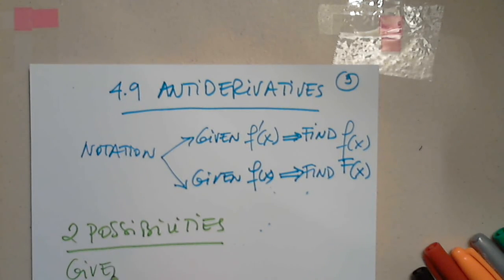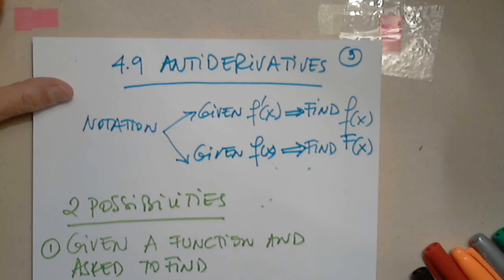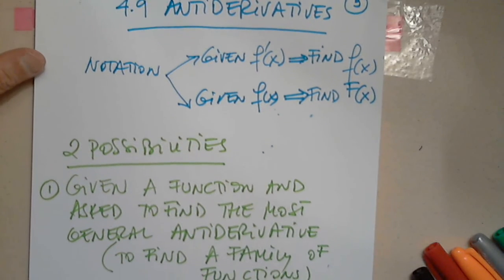I may be given a function, and we are asked to find the most general antiderivative. We are really asked to find a family of functions. I'll explain with plenty of examples.